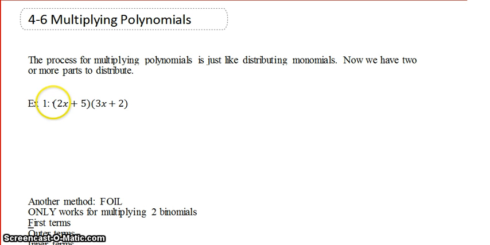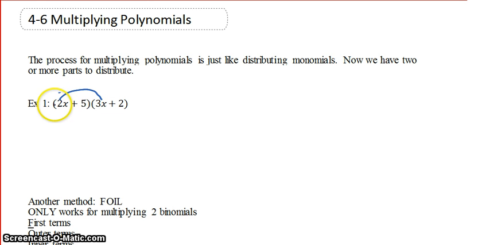All you have to make sure is that you have more parts to distribute, that everything gets distributed to everything. So we have these two. This means that the 2x has to get distributed to the 3x, and it has to get distributed to the 2. The 5 has to get distributed to the 3x and the 2. Okay, so you gotta make sure both get distributed to everything. Now, if it's the same part, it's not gonna get distributed. So we're gonna go ahead and do that.